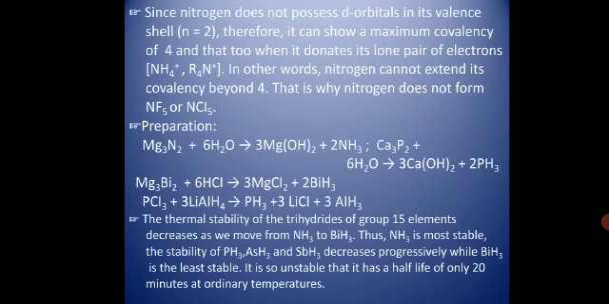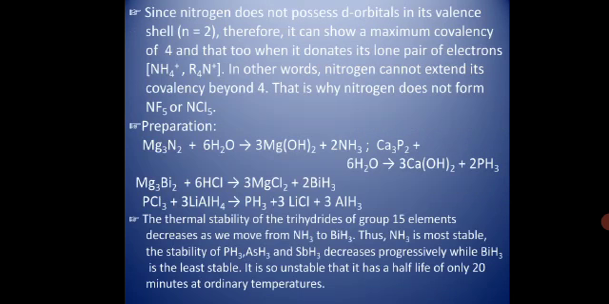Now, nitrogen does not possess d orbitals in its valence shell. This is a very important point I am discussing with you. If you write the electronic configuration, atomic number 7, 1s2 2s2 2p3. Therefore it can show a maximum covalency of 4, and that too when it donates its lone pair of electrons, as in NH4+, R4N+. You have read it in organic also.